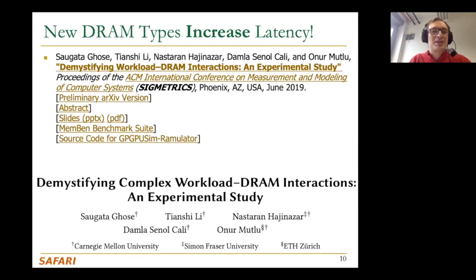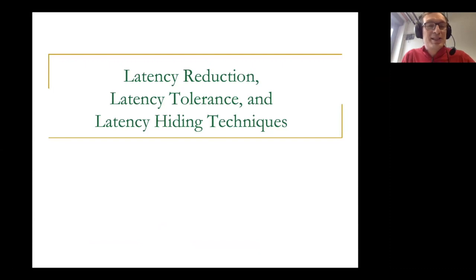This is unfortunate because if future DRAM types are increasing latency or not reducing latency, that's not good. And we have also discussed techniques for latency reduction, tolerance, and hiding. We call them overall latency tolerance techniques. I'd like to distinguish between these.